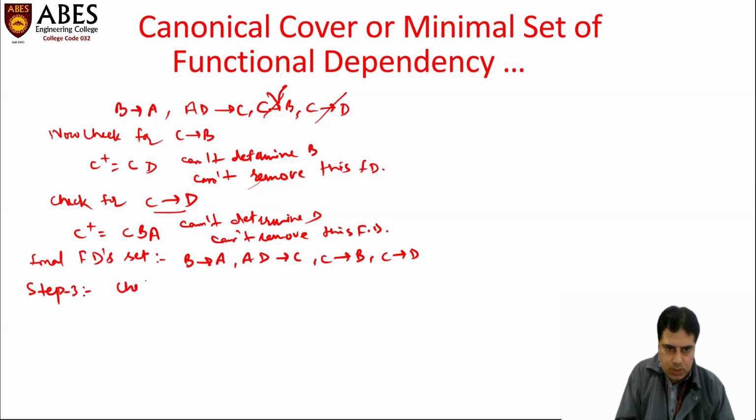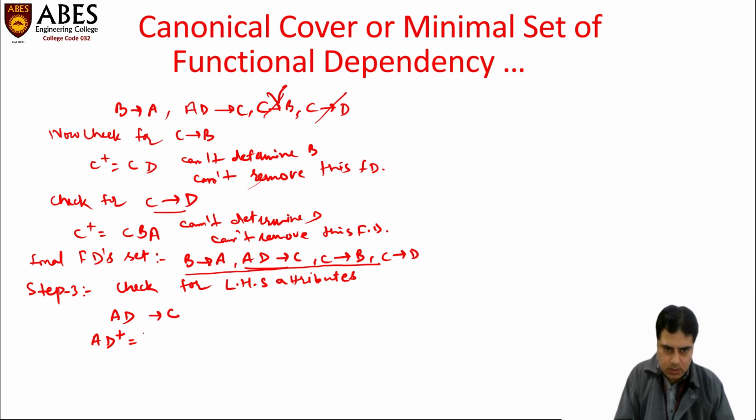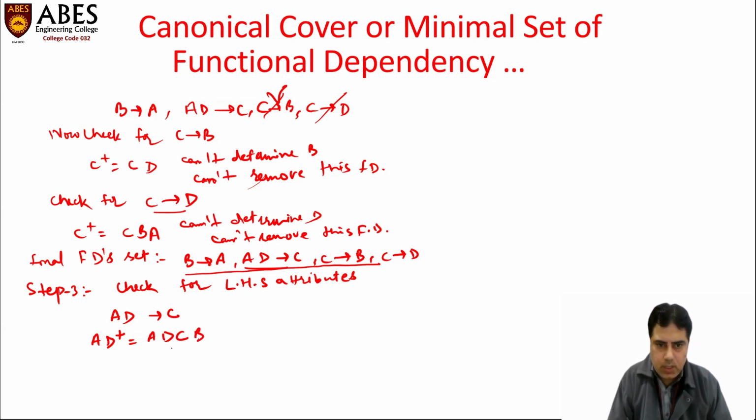Now check for left hand side FDs. Now take AD determine C. Now take the closure set of AD from the given functional dependencies set. From AD we can determine AD, AD to C we can determine, from C to B we can determine, or C to D, D is already in the list, or from B to A.